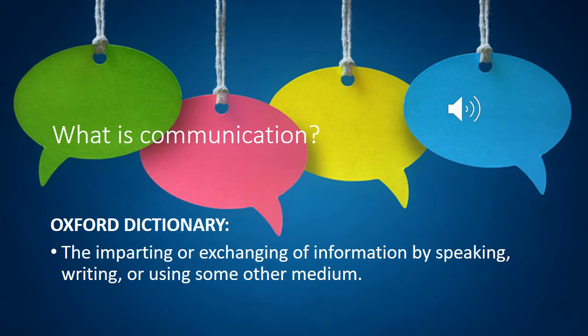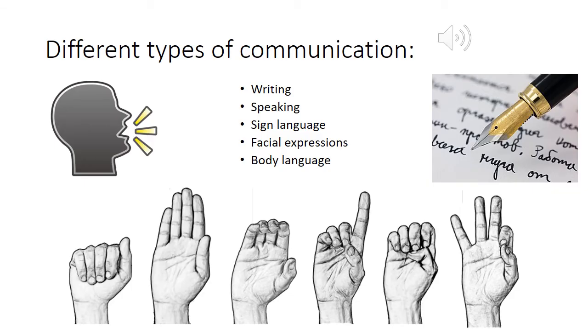So first I'd like to look at what is communication. The Oxford Dictionary says that it's the imparting or exchanging of information, which means the sharing of information by speaking, writing, or using some other medium, some other type of way of communicating, like speaking, writing, sign language, body language, are some that I can think of. So there are different types of communication. We have speaking, writing, and sign language.